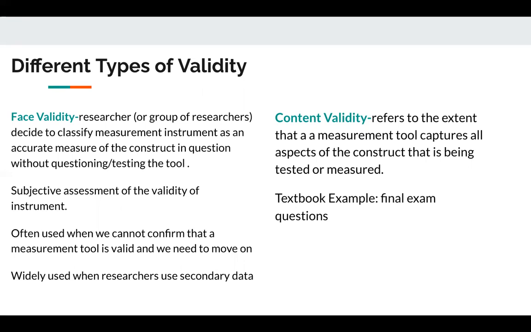Another type of validity is content validity. This refers to the extent that a measurement tool captures all aspects of the construct that is being tested or measured. It is the idea, did you completely cover and address this construct? So, the example they gave you, the final exam questions. If you're being tested on what you know about a course, and it's 50 questions, you would probably think it's pretty unfair if 40 of those 50 questions came from the material that you learned in the first week, because you would be like, okay, but I had like 14 other weeks of learning things in this course, and I think you should capture that.